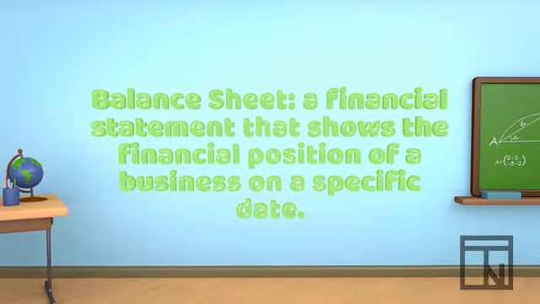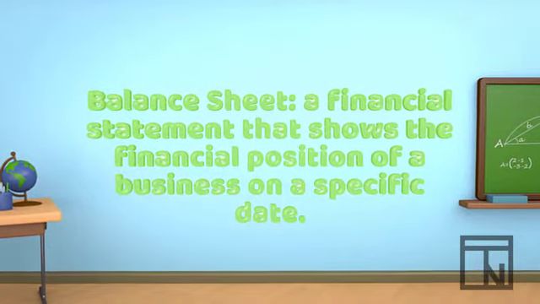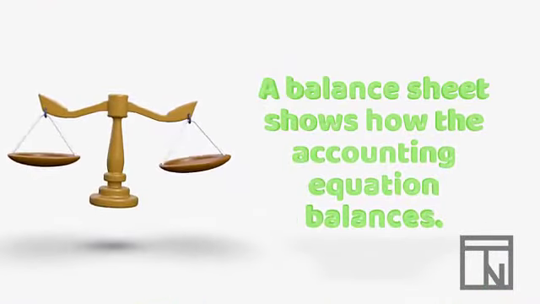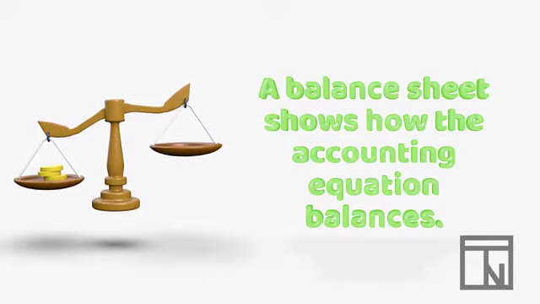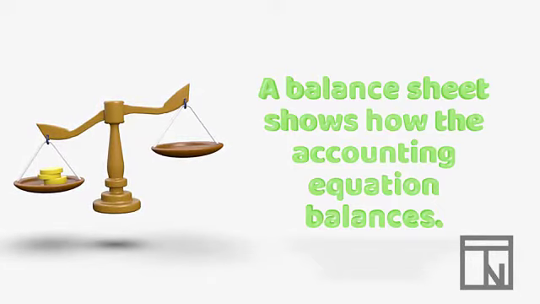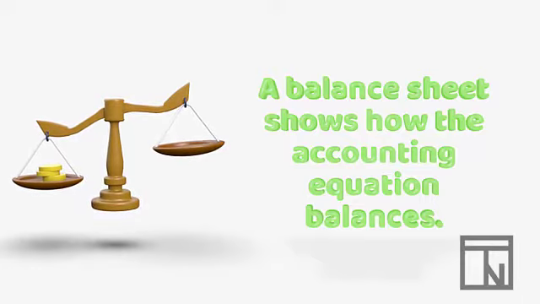A balance sheet is a financial statement that shows the financial position of the company on a specific date. It reports the details of assets, liabilities, and owner's equity and shows how the accounting equation for the company is in balance, meaning that the assets equal liabilities and owner's equity. That's why it's known as a balance sheet.